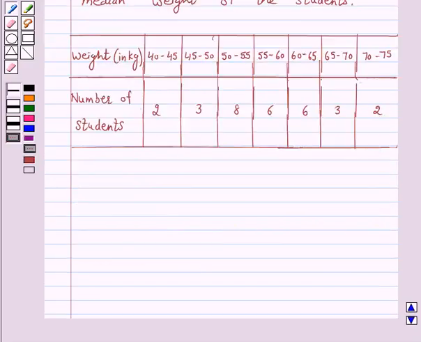Now we know that to find the median, we will first find the median class. For this, we will first find the cumulative frequencies of all the classes and n by 2, that is the number of observations divided by 2. Then our median class will be the class whose cumulative frequency is greater than and nearest to n by 2.